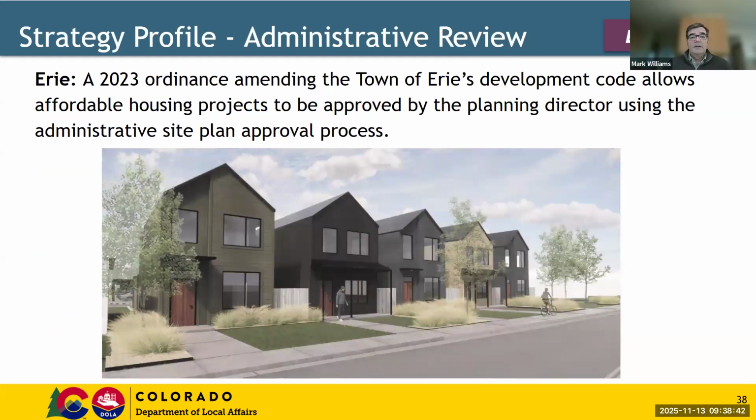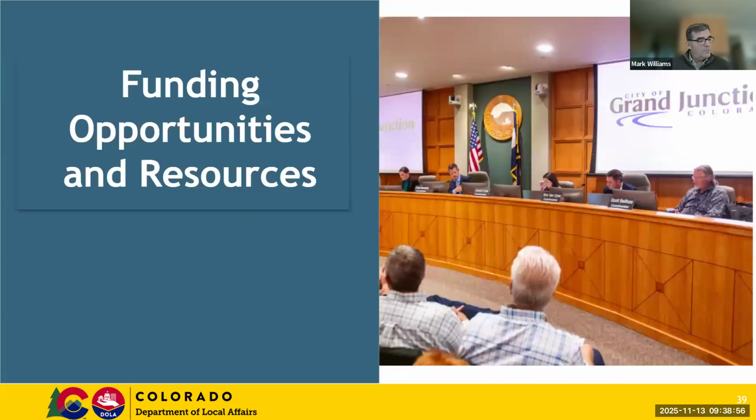And then in Erie, they passed an ordinance a couple of years ago in their development code, which allows affordable housing projects to be approved by the planning director using the administrative site plan approval process. And I think I have one more slide. I don't. Okay, so at this point, I'm going to pass it back to Kyle.